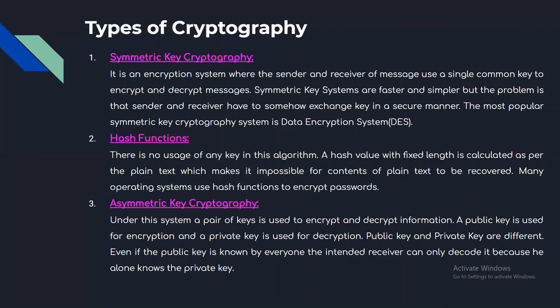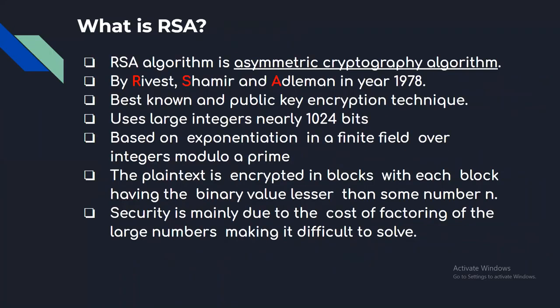Next we have asymmetric key cryptography. So a pair of keys is used, a public key and a private key. The public key is for encryption, the private key is for decryption, and these are both different keys. So even if the public key is known by the receiver, the message can only be decoded if the receiver has that particular private key. So both keys, the public key and the private key, are necessary.